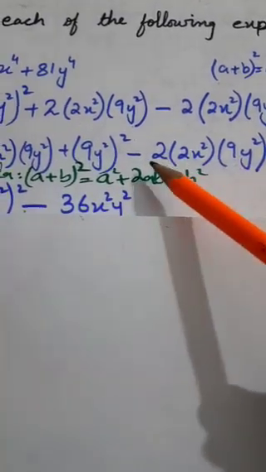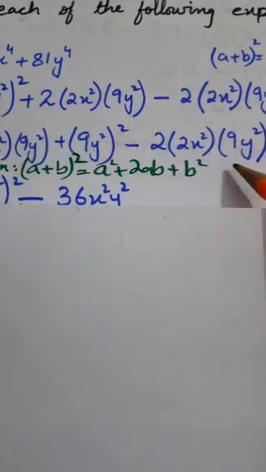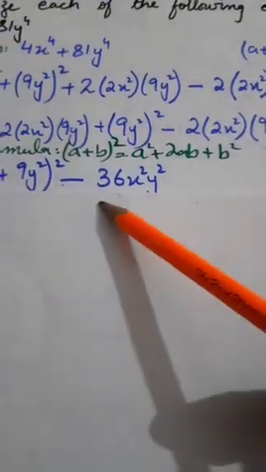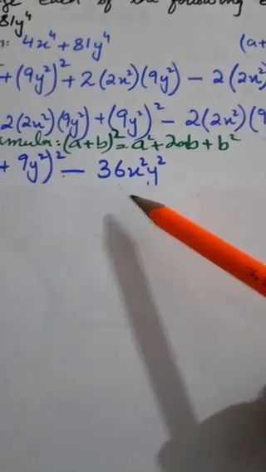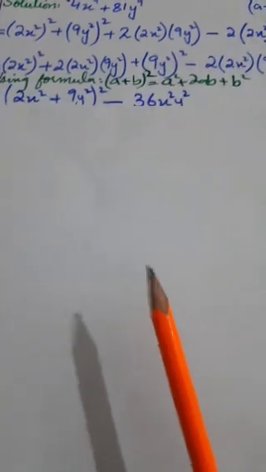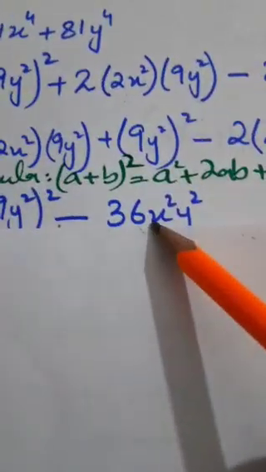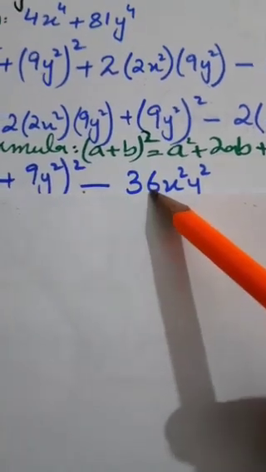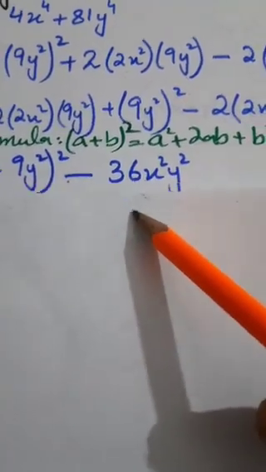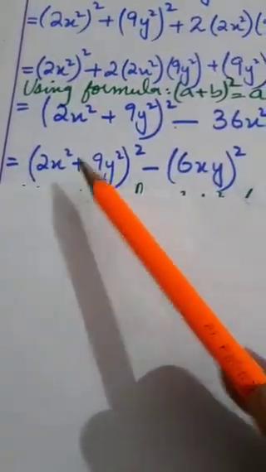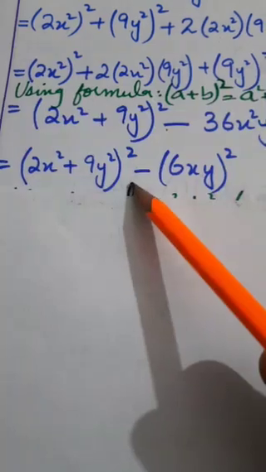There is a multiplication: 2 times 2 times 9 is 36. So it is 36x square y square. So what is left is minus 36x square y square. Now you check whether this number is a square of any number. Yes, 36 is the square of 6. So girls, we are able to write it as a whole square. So the first bracket is a whole square, the second is a whole square, and the middle sign is minus.